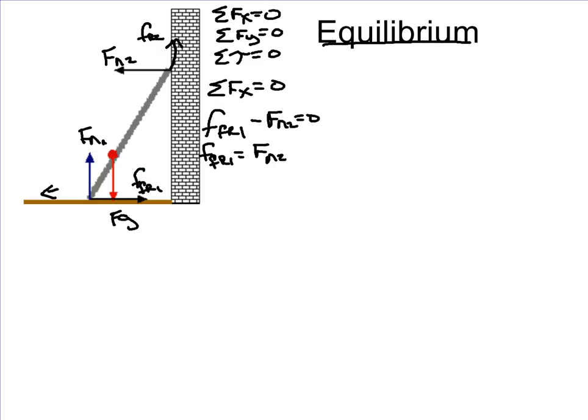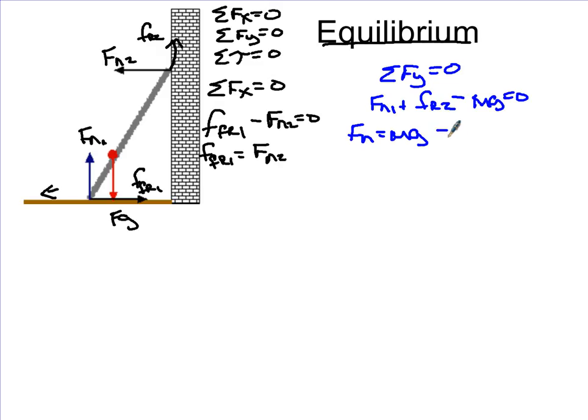Next, let's sum the forces in y. And this has to equal 0 as well. Let's see, what do I have? I have Fn1 plus friction 2. This is a friction along the wall. And then minus the weight of the ladder. So I'm just going to put minus mg. So this equals 0. So if I'm looking for this normal force on the ground, I see it is going to be the weight of the ladder minus the frictional force on the wall.